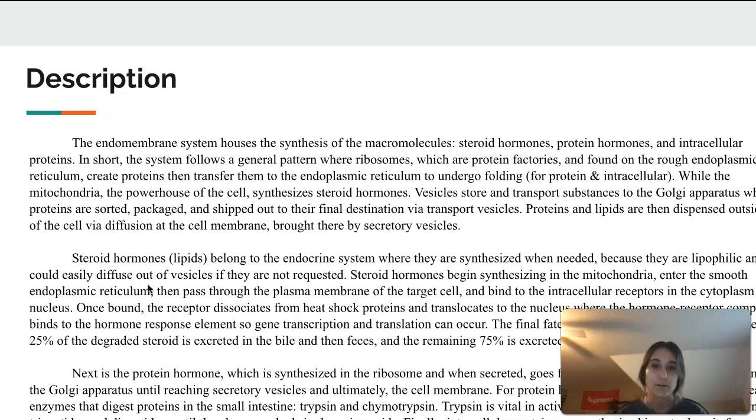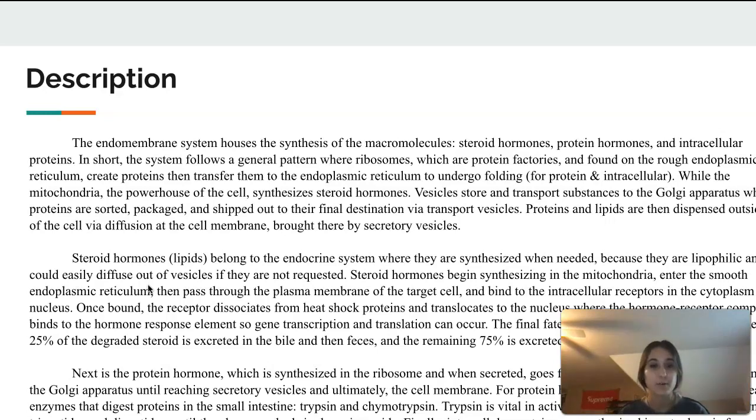And then these hormones are synthesized again in the mitochondria, entering the smooth endoplasmic reticulum, and then pass through the plasma membrane of the target cell, where they can bind to the intracellular receptors in the cytoplasm or nucleus. Once bound, the receptor dissociates from the heat shock proteins and translocates to the nucleus, where the hormone receptor complex binds to the hormone response element, so that gene transcription and translation can occur. Ultimately, the final destination of a steroid hormone is excretion. About 25% is excreted in bile and then feces, and the remaining 75% is excreted by the urine.